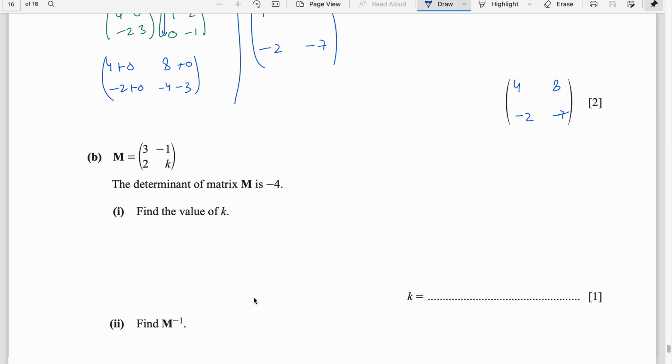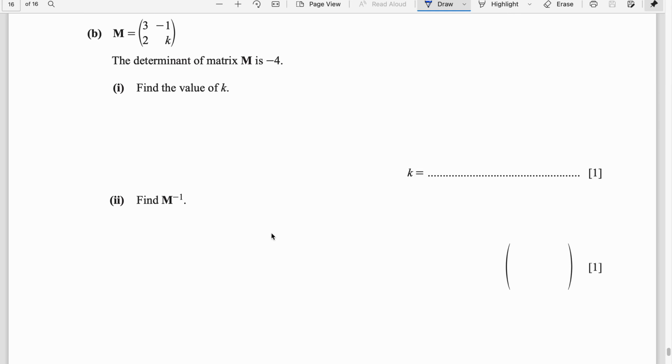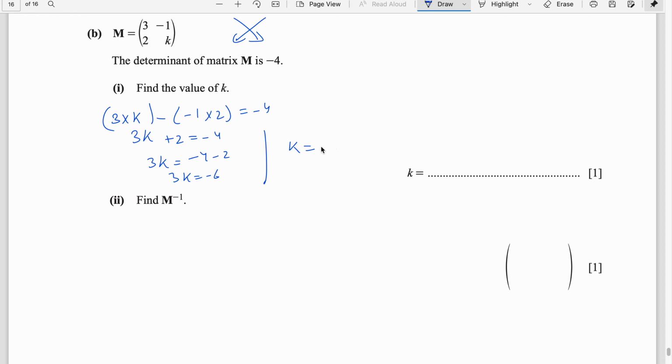B part. Matrix M is given, and the determinant of matrix M is minus 4, that's already there. So the determinant is this into this, minus this into this, so 3 into k minus minus 1 into 2, and the determinant is minus 4. So 3k minus 2, this makes it plus 2, is equal to minus 4. 3k is equal to minus 4 minus 2. 3k is equal to minus 6. And k is equal to minus 2.